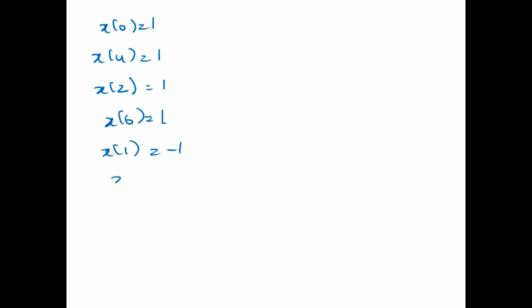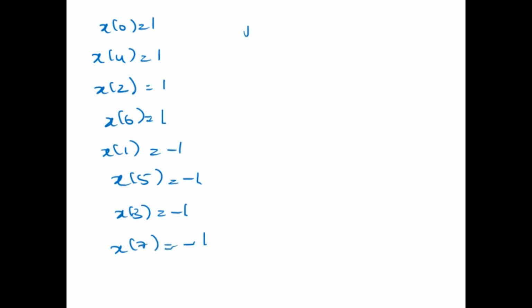So final answer will be in the bit reversed order, that is x of 0 is 1, x of 4 is 1, x of 2 is 1, x of 6 is also 1, x of 1 is minus 1, x of 5 is minus 1, x of 3 is minus 1, x of 7 is also minus 1.